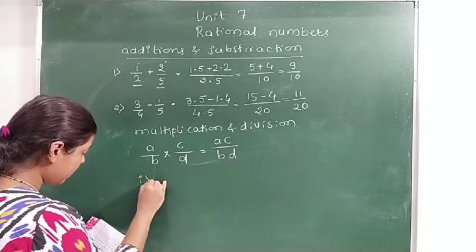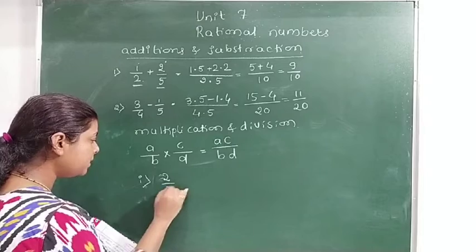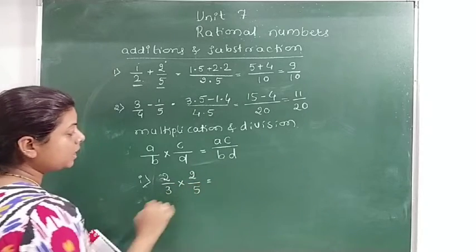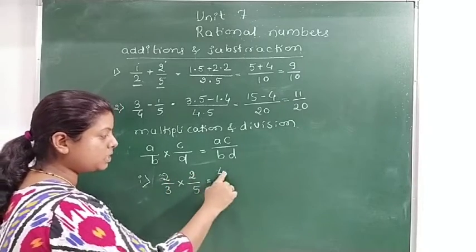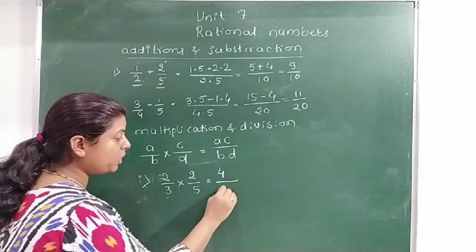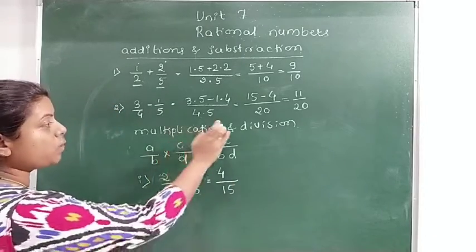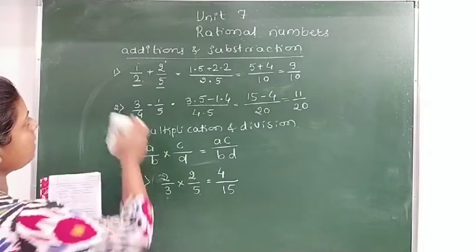Similarly, we take one example: 2 divided by 3 into 2 divided by 5. See, top to top we multiply: 2 into 2 is 4. Bottom to bottom we multiply: this becomes 15. Like this you have to apply multiplication for rational numbers.